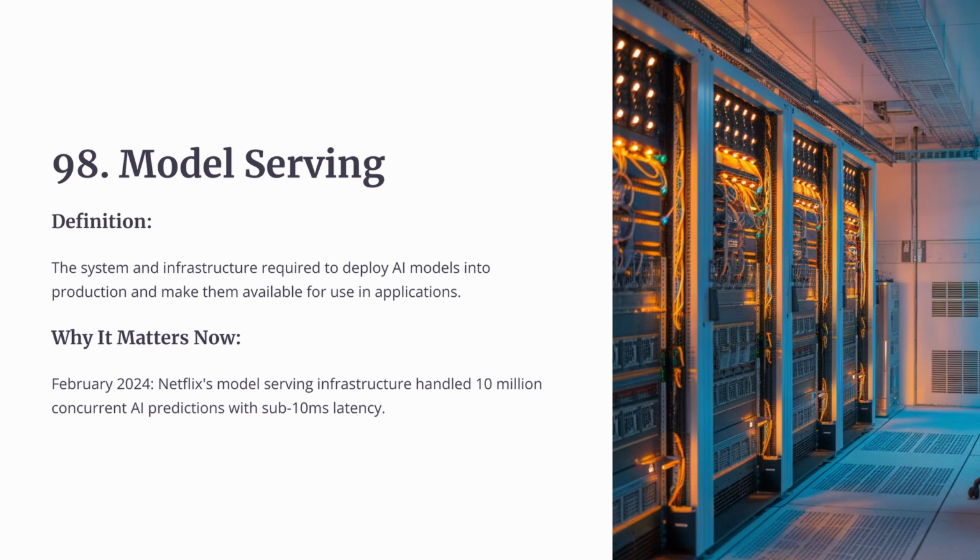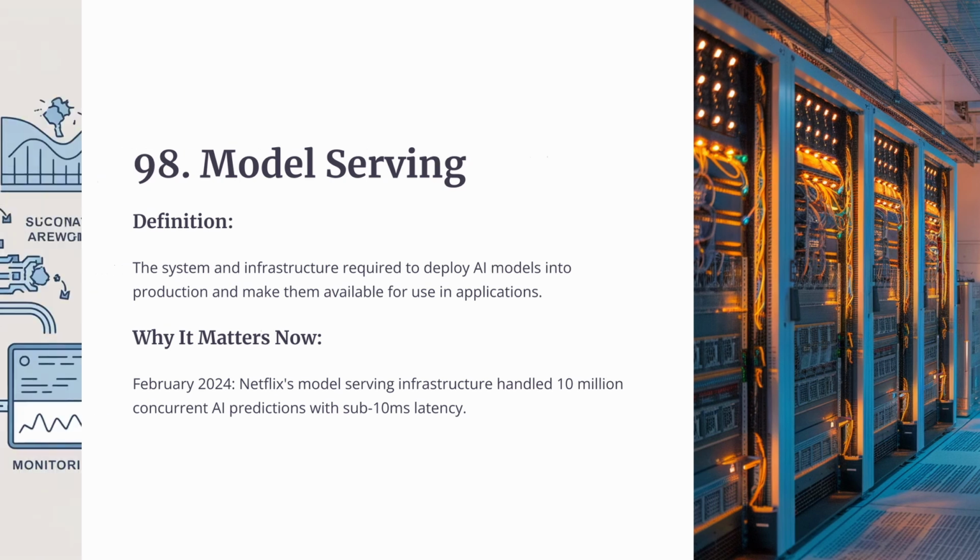Model serving refers to the system and infrastructure required to deploy AI models into production and make them available for use in applications. Think of this as a restaurant service system, but for AI. Netflix's achievement is like having a restaurant that can serve 10 million customers simultaneously, with each order prepared in less time than it takes to blink. It's making AI responses feel instantaneous.